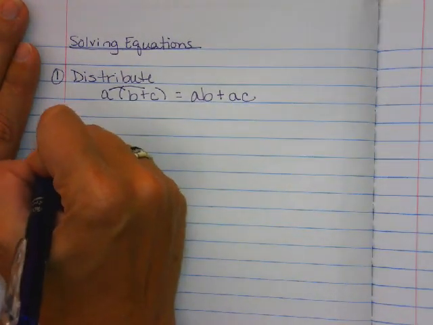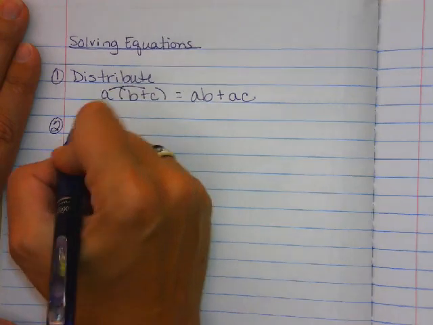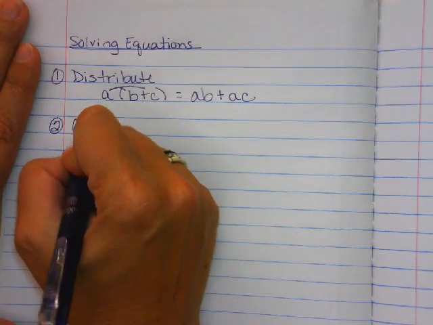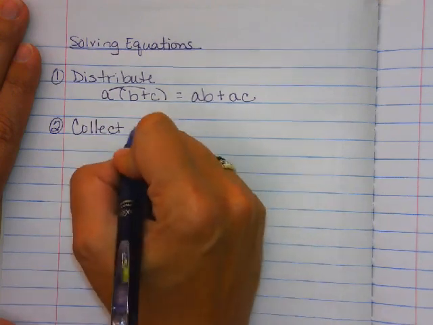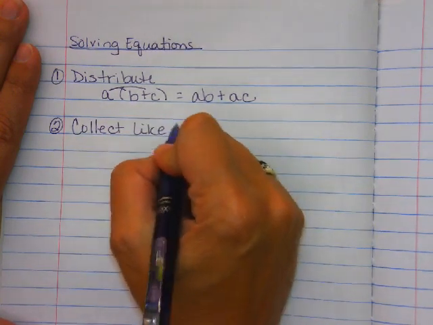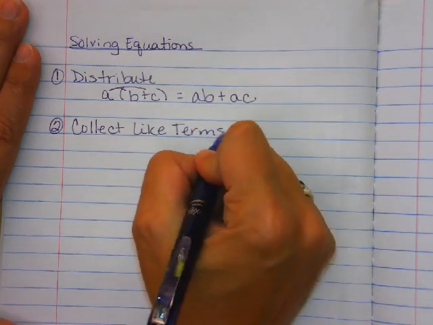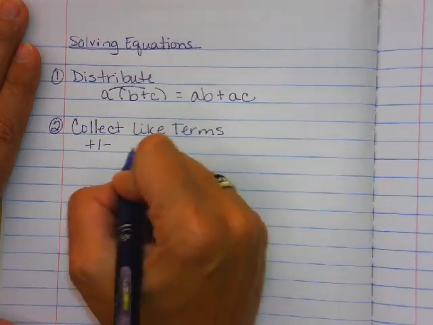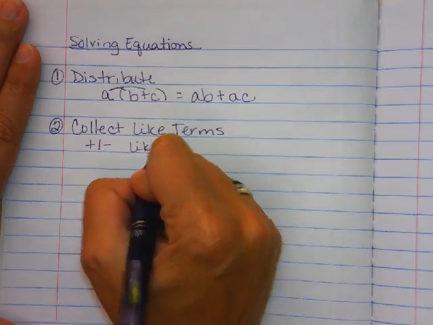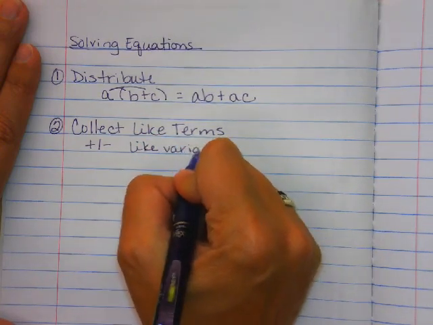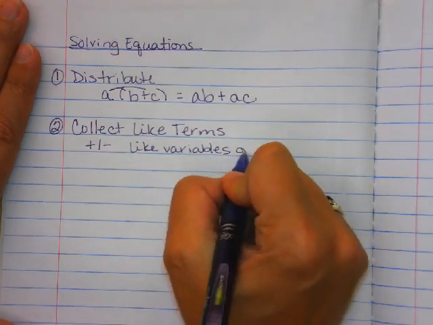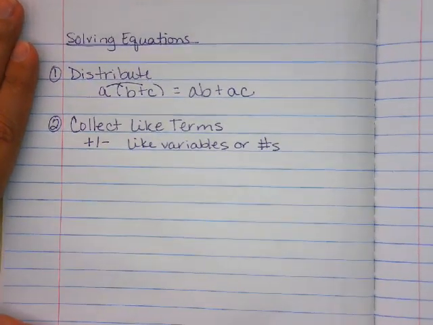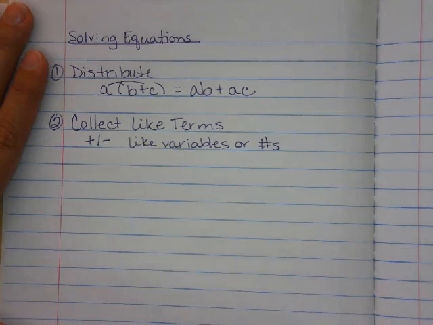And the second step is going to be to collect like terms. We did this in our review page. Remember, when we are collecting like terms, we are only adding or subtracting like variables or regular numbers, right? X's with X's, Y's with Y's, regular numbers with regular numbers.